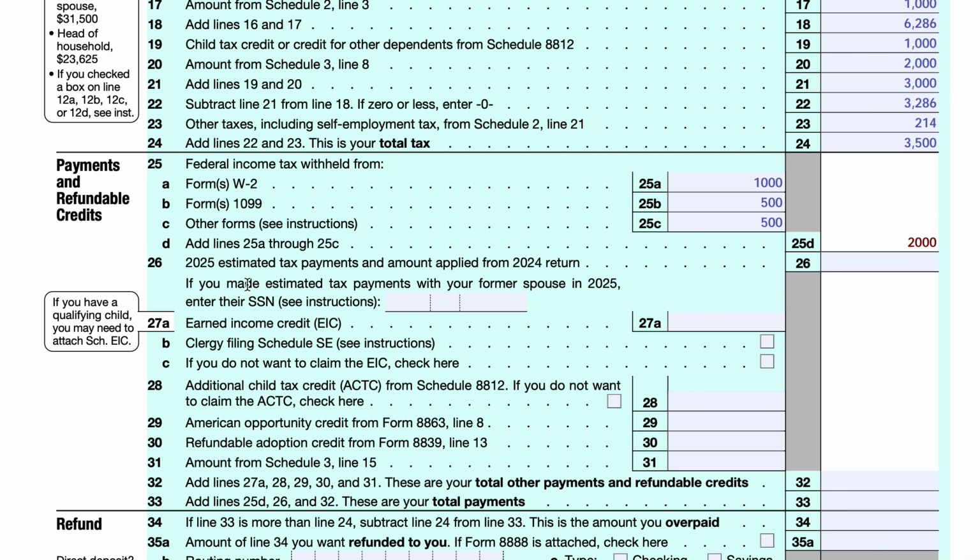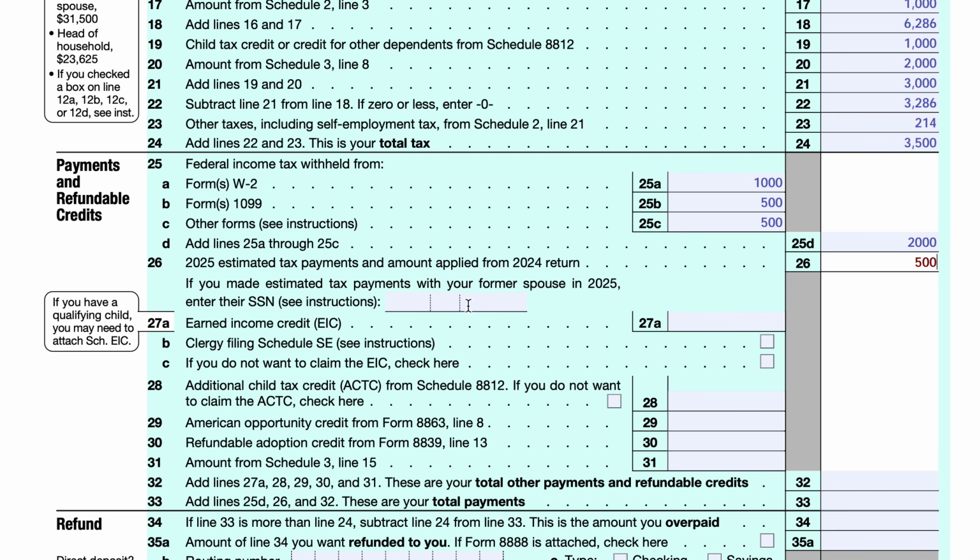And now we're going to take line 26, which is any 2025 estimated tax payments as well as any amounts applied from a prior year return. So let's just say that that was another $500.